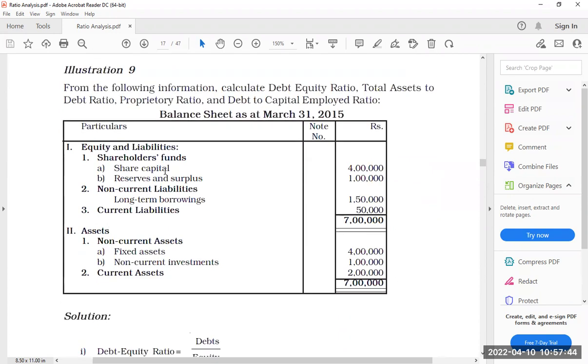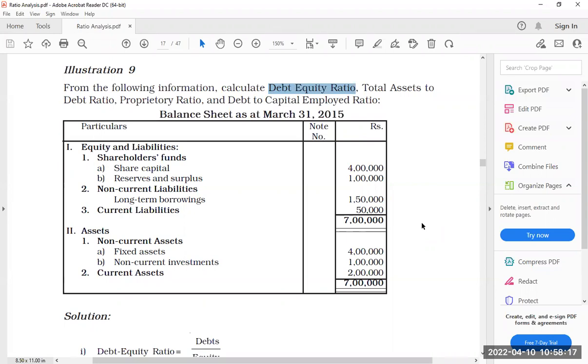Okay, look at this particular question. We are asked to calculate debt ratio, asset to debt, debt to equity, proprietary, debt to capital employed. Can you calculate the debt to equity ratio in this question? Online people, are you there? Can you help us in calculating the debt to equity ratio for this question number 9? The balance sheet is in front of you on the screen. Try finding out the debt to equity ratio.